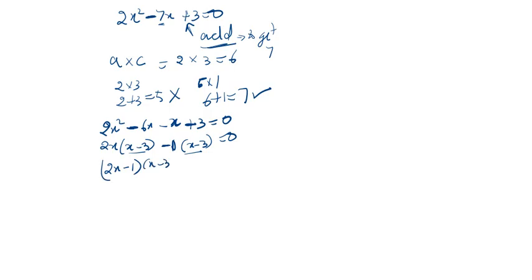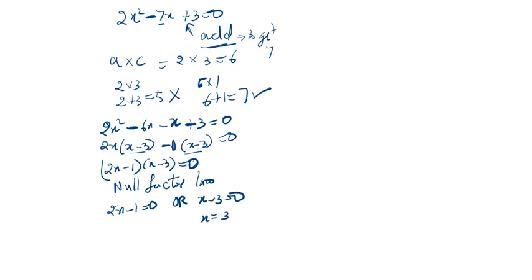Using your null factor law, I get 2x minus 1 is equal to 0, or x minus 3 is equal to 0. So you get x is equal to 3 or x is equal to a half, that's 0.5. So that's what we are looking for.